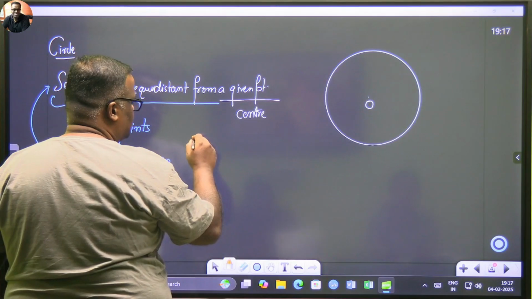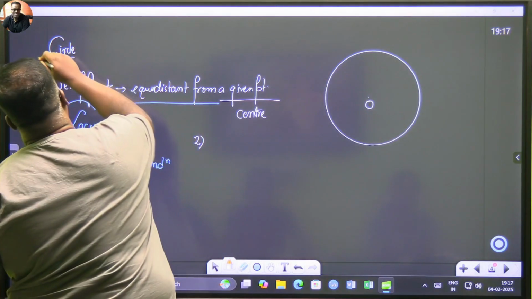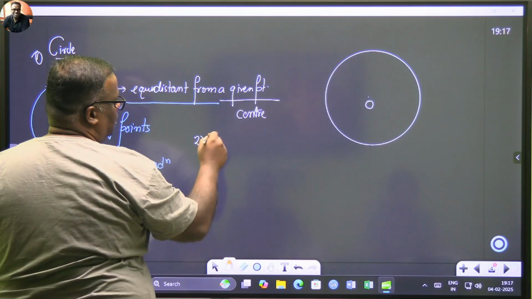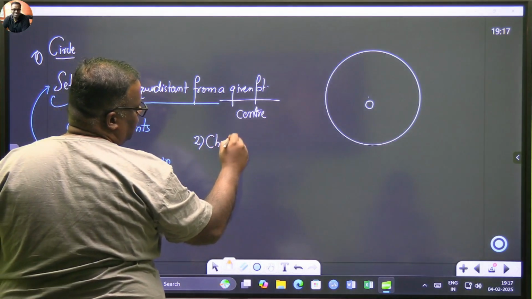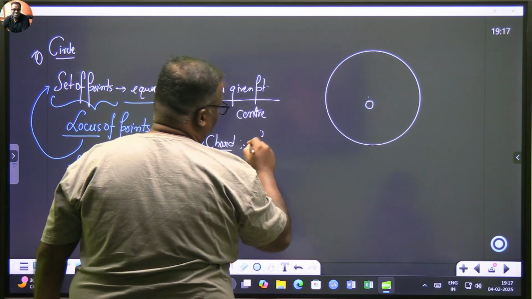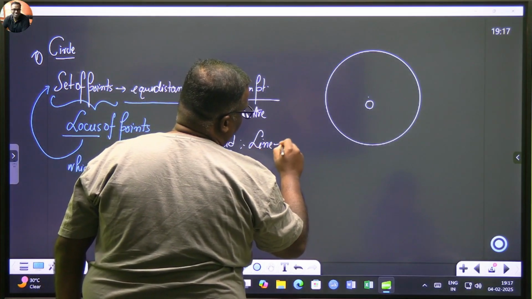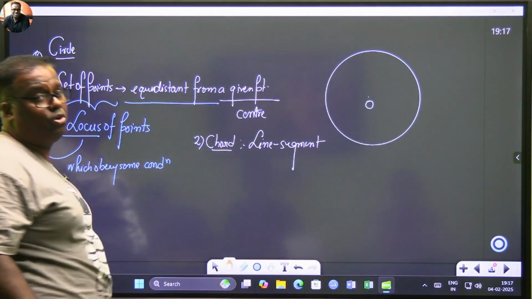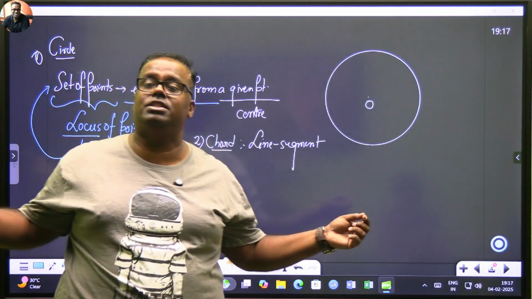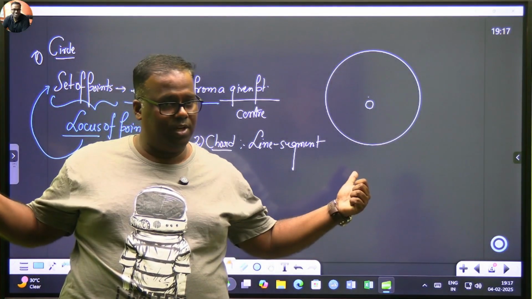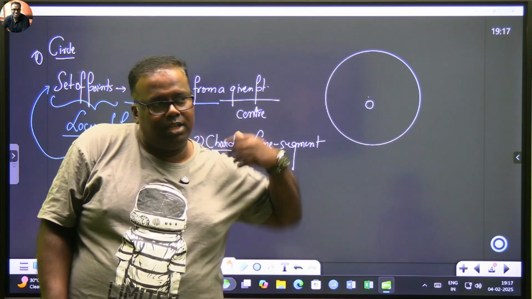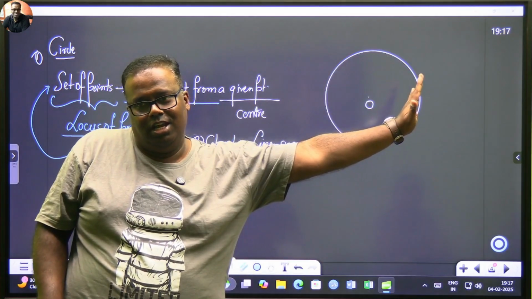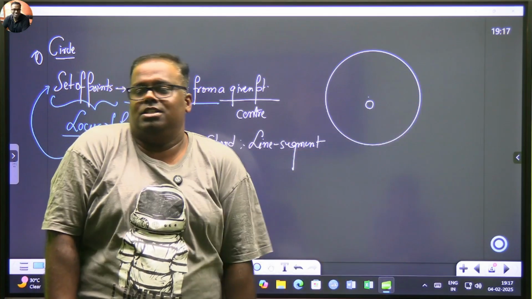Our next topic is number 2. This was our number 1. We're trying to define circle. Next is chord. What is a chord? A chord is a line segment. Now, do you know what is a line segment? A line segment is a portion of a line. Means it has got endpoints on either side. They don't extend. A line extends infinitely on both sides. A ray extends only on one side, and a segment doesn't extend at all.